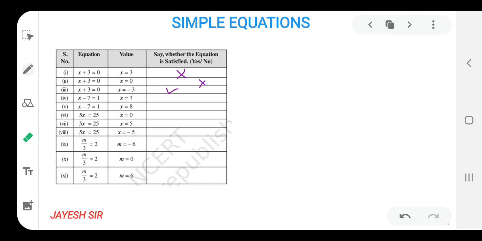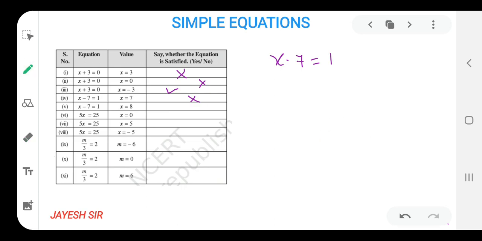So let us begin with the fourth sum for the day, that is x minus 7 equals to 1. Here we have to put the value of x as 7. So 7 minus 7 equals to 1. That means 0 is not equal to 1. That means this does not satisfy. So I have put a cross mark over here, that this value of x equals to 7 does not satisfy our equation.